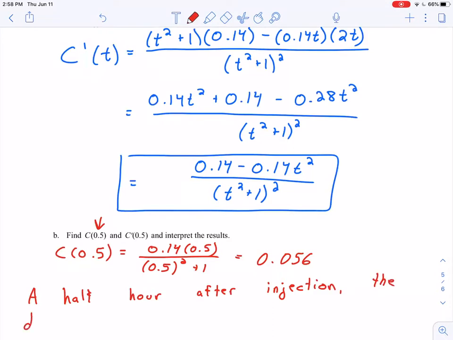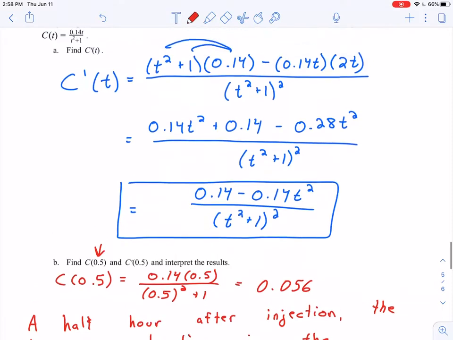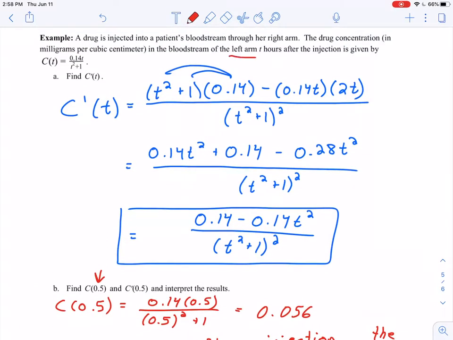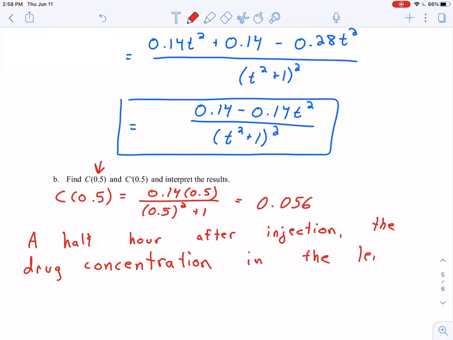The drug concentration in the, I already forgot if it was the left or the right arm. In the left arm. In the left arm is 0.056 milligrams per cubic centimeter. So this quantity, when I interpret this quantity, I'm not talking about whether it's increasing or decreasing. It simply is this value. It is 0.056.